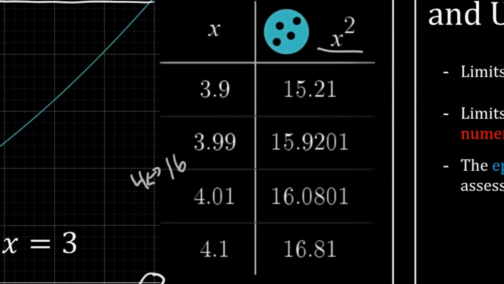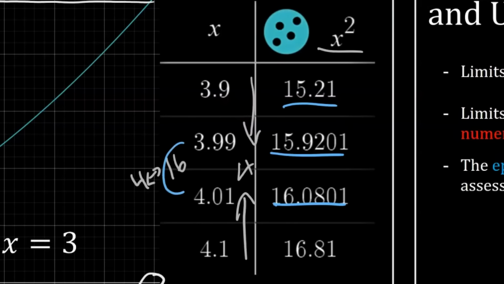Well, as we see from this table, as we get closer and closer to the x value 4, which would go right here, we get closer and closer to the value 16. We go from 15.2 to 15.9. We go from 16.8 to 16.08. Right? We're getting closer and closer to this value 16.